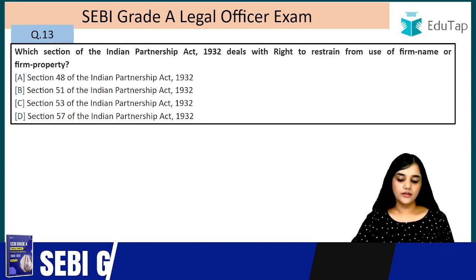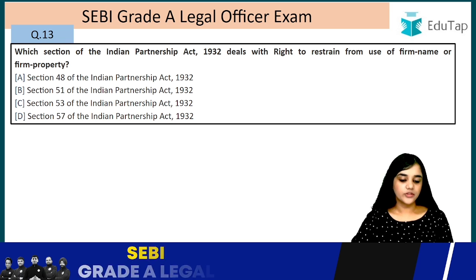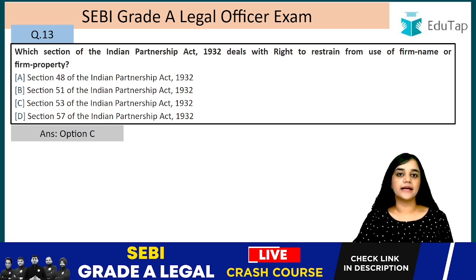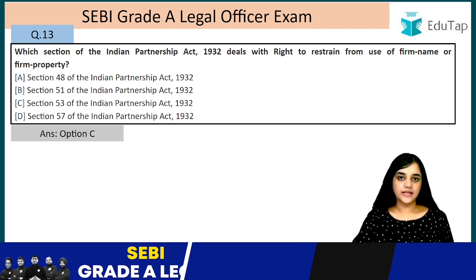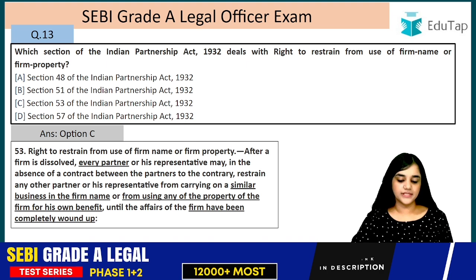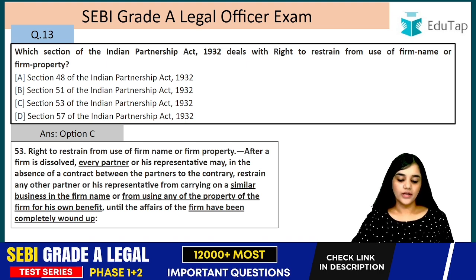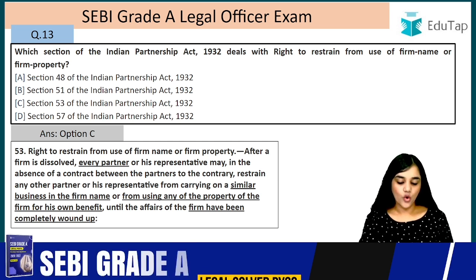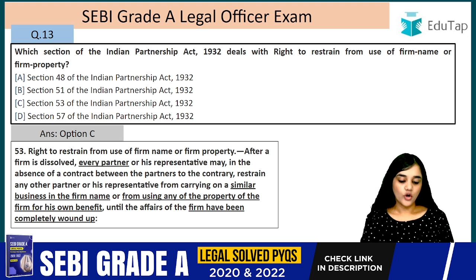Question number 13. Which section of the Indian Partnership Act deals with the right to restrain from the use of firm name or firm property? The answer is option C, that is section 53. Let's understand this section. What does section 53 say? After a firm is dissolved, every partner or his representative may, in the absence of a contract between the partners to the contrary, restrain any other partner or his representative from carrying on a similar business in the firm name.